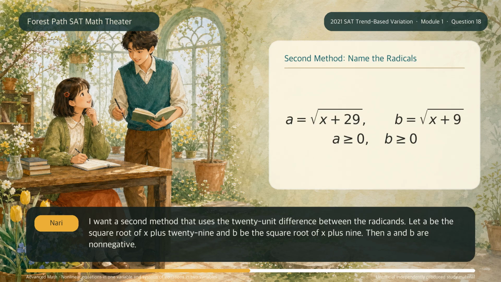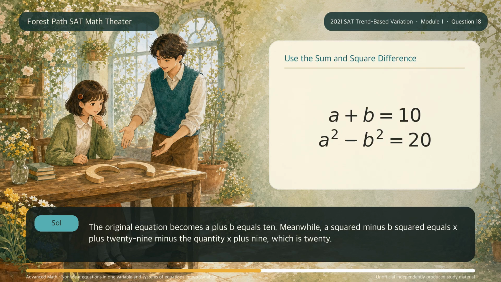I want a second method that uses the 20-unit difference between the radicands. Let A be the square root of x plus 29 and B be the square root of x plus 9. Then A and B are non-negative. The original equation becomes A plus B equals 10. Meanwhile, A squared minus B squared equals x plus 29 minus the quantity x plus 9, which is 20.